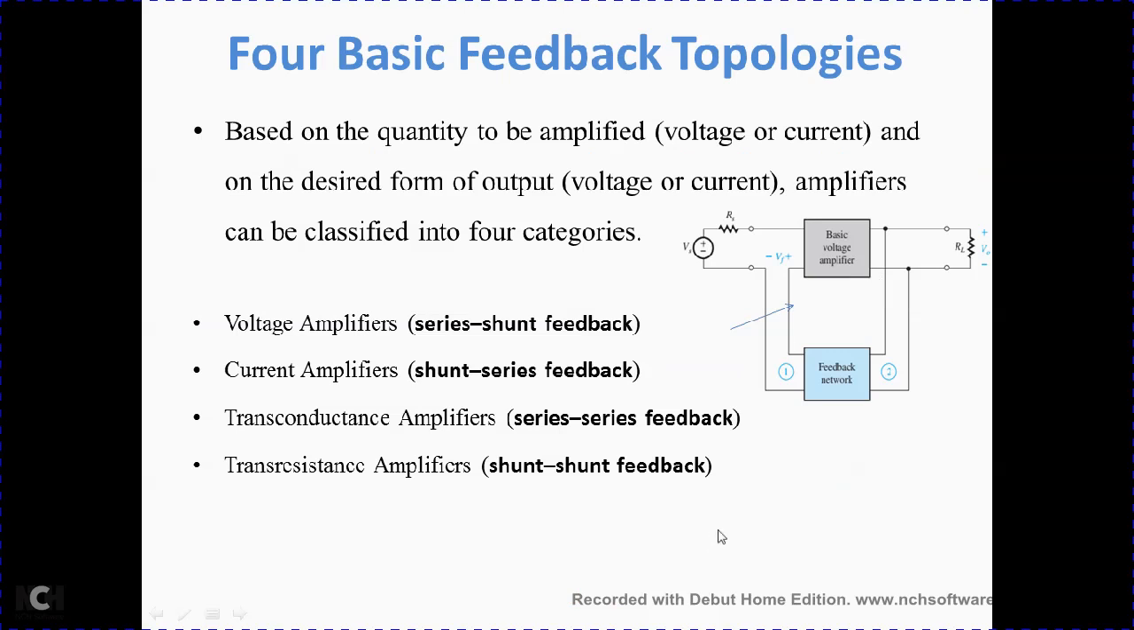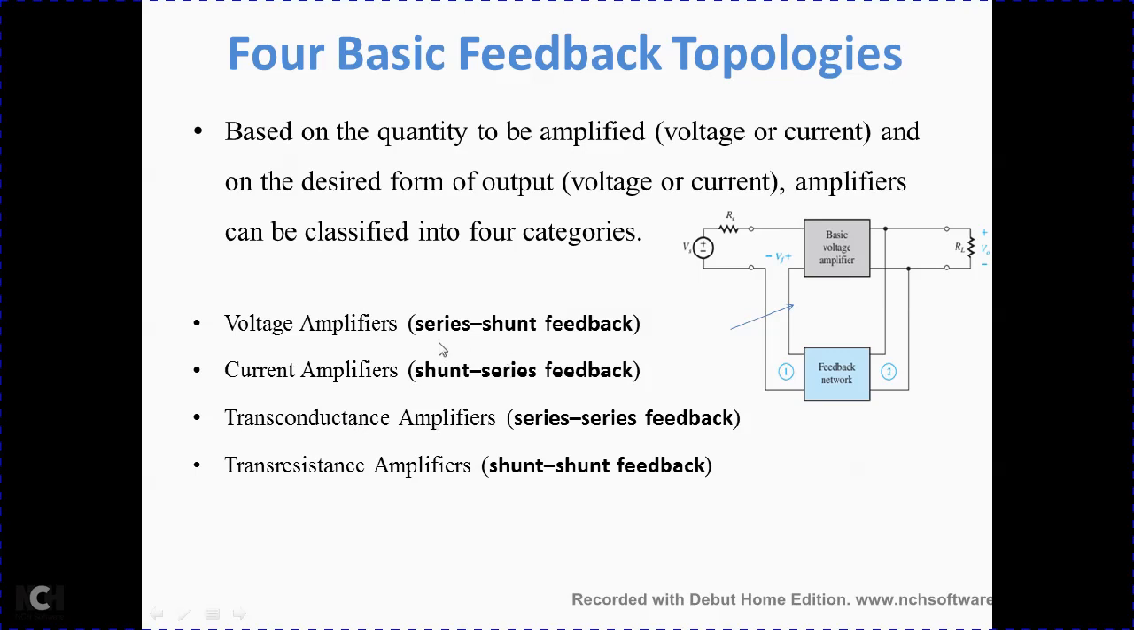So there are basically four different feedback topologies as listed here: voltage amplifiers, current amplifiers, transconductance amplifiers, and trans resistance amplifiers. We call them topologies, and they are classified based on the sampling and mixing methods used in the feedback amplifier, that is, how the output is sampled and how the feedback signal is mixed with the input.